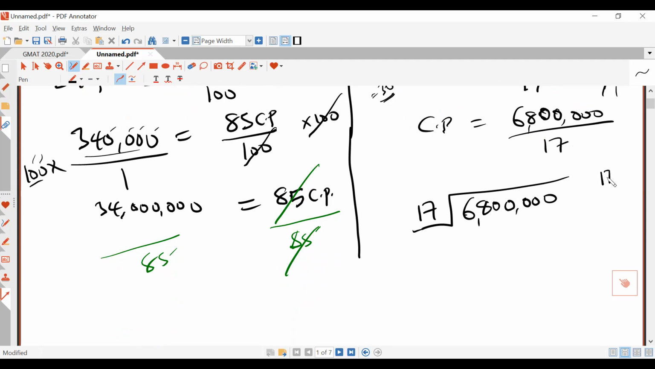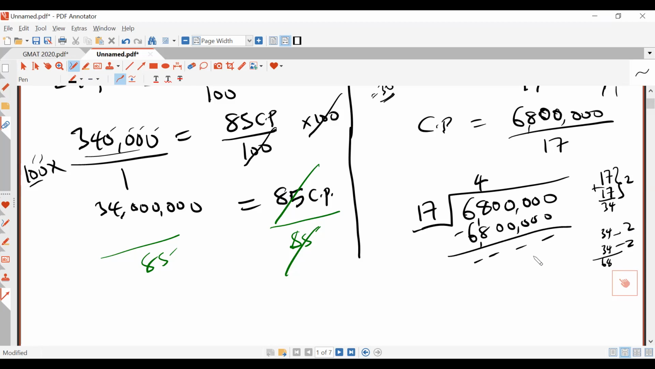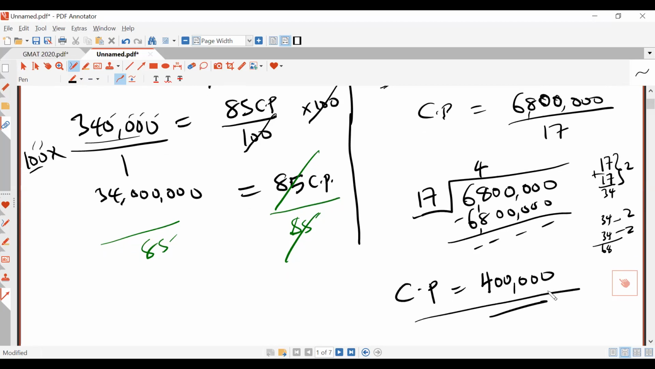Actually, I can simply say that 17 plus 17 here we get 34. These are 2 17s. Now, what if you have 34 plus 34? You'll get 68. So that means that we shall simply be having 2 and then the 2, which means that this is a 4. So 4 times this, we shall be having 68. So if you know that you've got something correct, in case you are sure of the method, then simply use that. So meaning that our CP will be equal to 400,000. So that is our cost price.